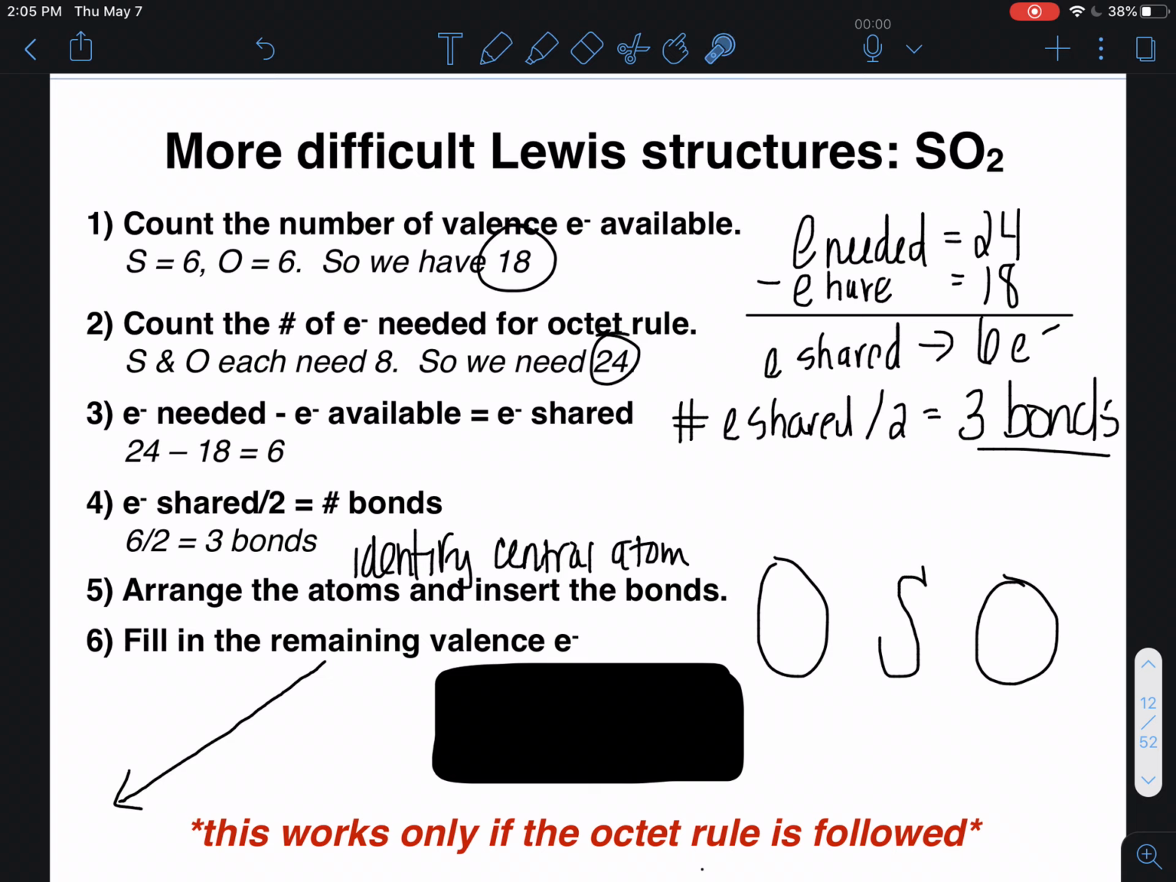Now we have to place bonds. We have 3 bonds, so 1, 2. Where does the third one go? It's either here or here, and in this case it doesn't matter where you put it. So now we've put our bonds: arrange the atoms and insert the bonds. We just got rid of 3 bonds, which means we got rid of 6 shared valence electrons. We had 18 to start off with, so now we have 12 remaining.